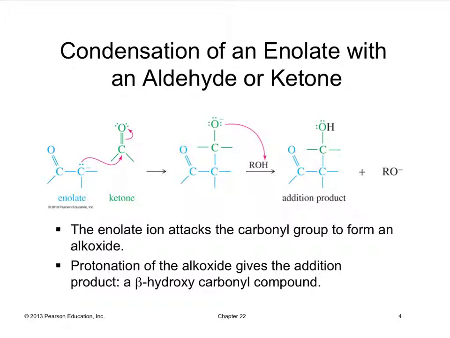Condensation of an enolate with an aldehyde or ketone is as follows. The enolate attacks the carbonyl group to form an alkoxide, and so again, here are your electrons attacking the electrophilic carbon. Electrons go to the oxygen. Once you generate this, it'll deprotonate the alcohol to form the product. So this compound is a beta-hydroxycarbonyl compound.